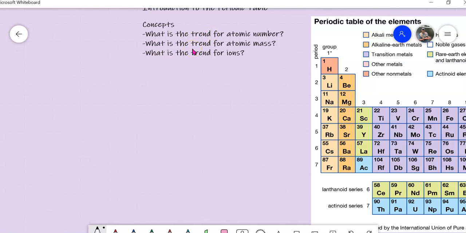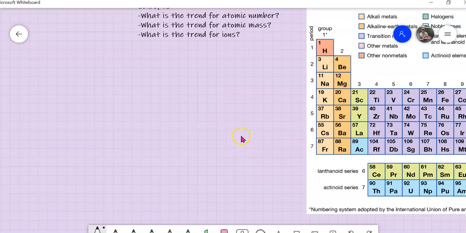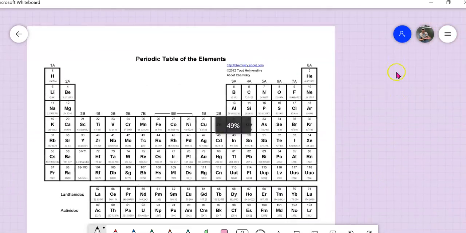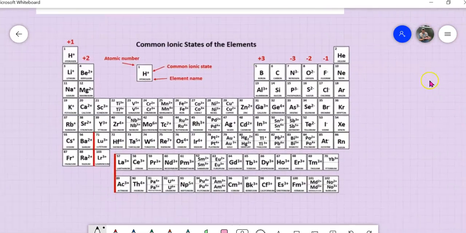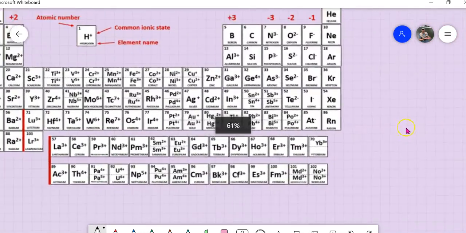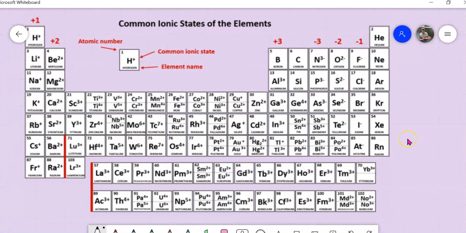The last trend we're going to look at, that's going to take a little bit more discussion, is the trend for ions in the periodic table. And there is a trend here. I've got a third periodic table we'll look at. So this actually shows us the most common charges for all of the elements on the periodic table.